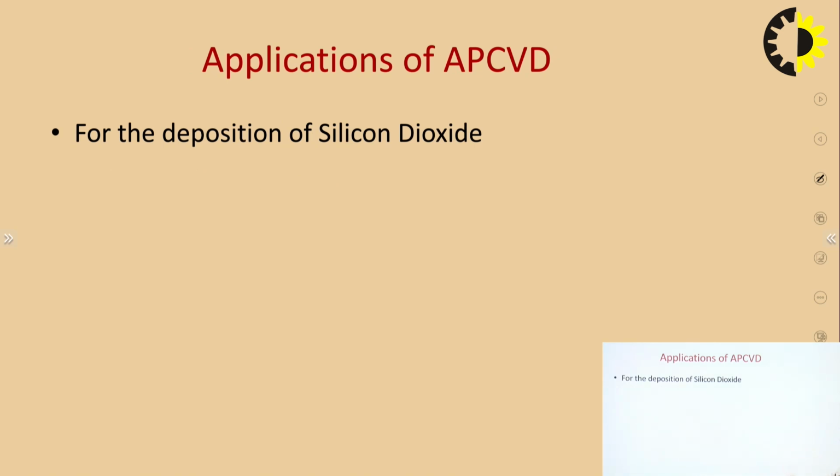Application of APCVD is for the deposition of silicon dioxide. There is a topic where you have to write about deposition of silicon dioxide, deposition of polysilicon. When such a question is asked, explain the deposition of silicon dioxide, then you have to explain APCVD, because APCVD is suitable and is utilized for the deposition of silicon dioxide.